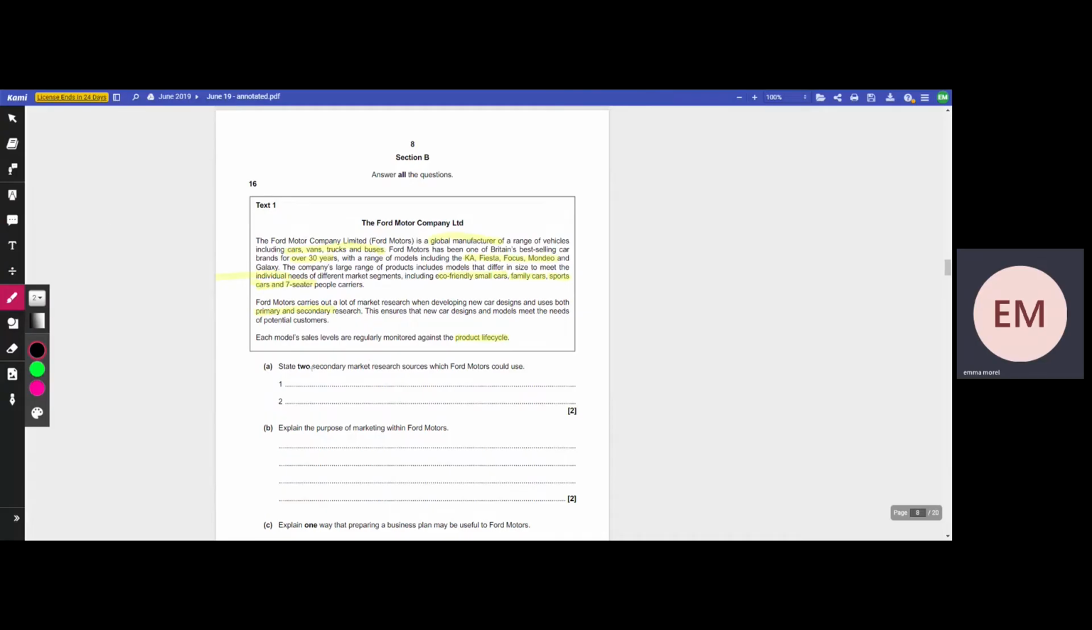So 2 secondary market research sources. So with the exam advanced information for this year, don't need to worry too much about secondary market research sources, but we could put those in. So what they're looking for is things that already exist. So we could go for previous sales data. And we could also go for government statistics.